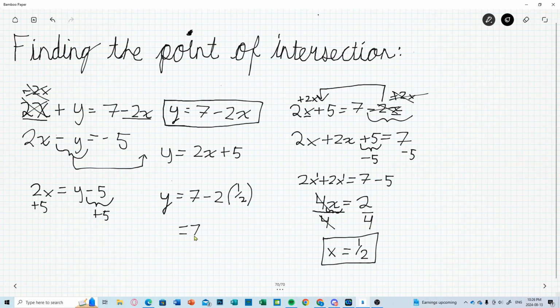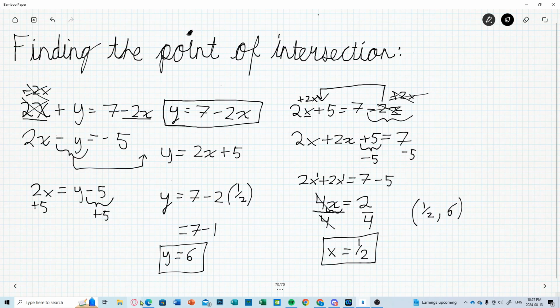Now that gives us 7 minus 1, because 2 multiplied by 1/2 is just 1, and that gives us y is equal to 6. So we know that our point of intersection for these two linear equations is going to be: our x is going to be 1/2, and our y is going to be 6.